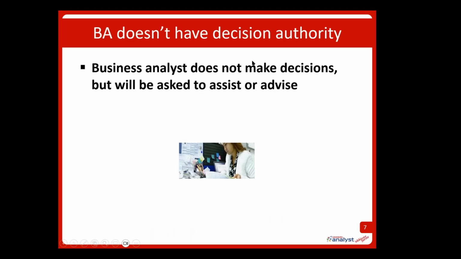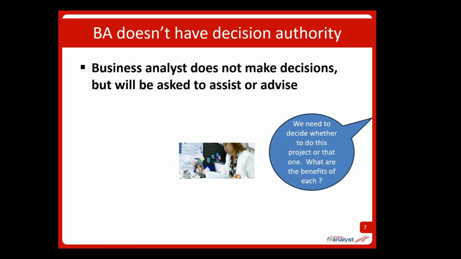Now, you may have heard me say or read some things that I wrote, and I'm a staunch believer that business analysts don't have authority, especially decision authority. They can decide what they're doing for themselves and how they're going to set up the business analysis approach and so forth, but they're not out there deciding what the company's going to do or making any decisions like that. However, they will be asked to assist or advise on a continuous basis.